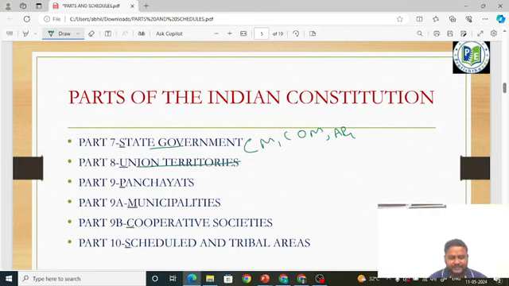That is why it is called union territories, because the central government has powers over the union territories, not the states. Okay, so part 8 is talking about union territories. Okay friends, next when it comes to part 9, part 9 talks about panchayats.